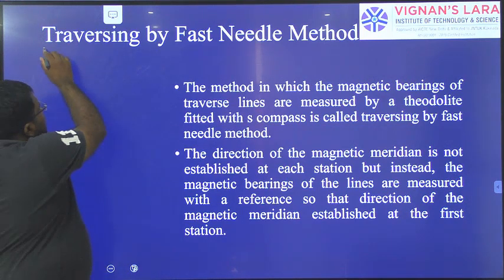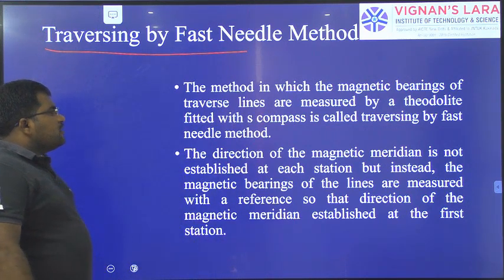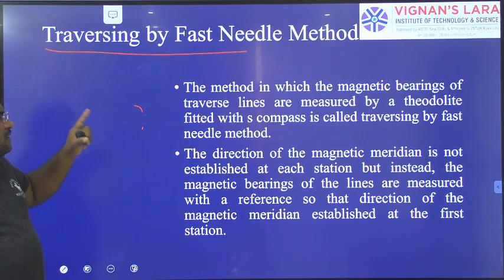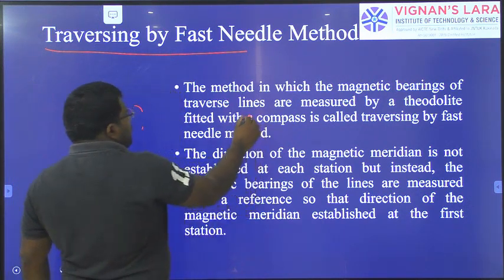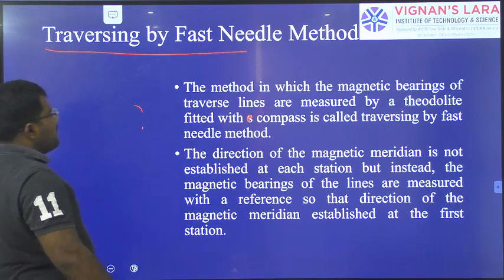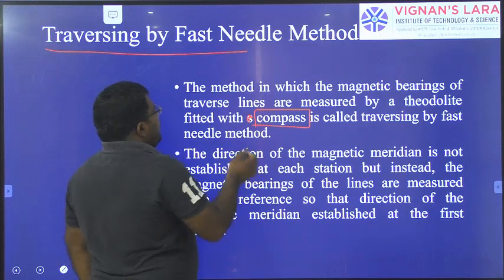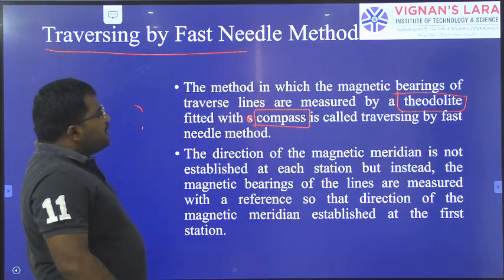Okay, so next, the third method, that is traversing by fast needle method. The method in which the magnetic bearings of traverse lines are measured by a theodolite fitted with a compass is called traversing by fast needle method. Here we are going to fix the compass to a theodolite.